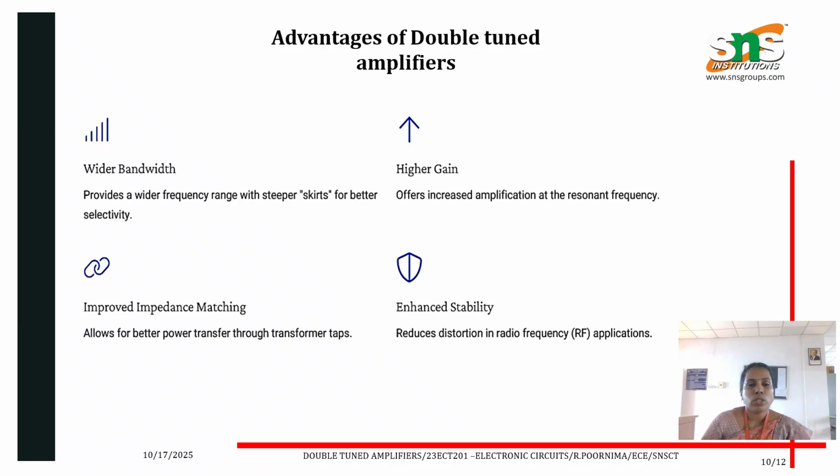So let's see the advantages of double tuned amplifiers. Comparing to single tuned amplifiers, this double tuned circuit gives wider bandwidth, and also it provides higher gain because of increased amplification at the resonant frequency, and also it reduces distortion in radio frequency applications, and gives better power transfer and improved impedance matching. So these are the advantages of double tuned amplifiers.